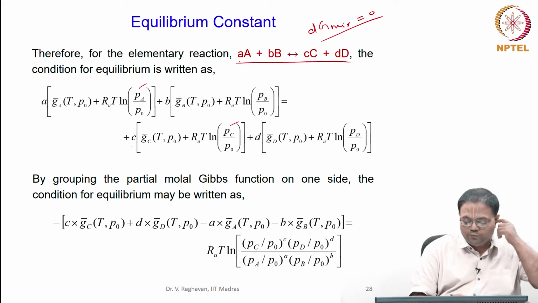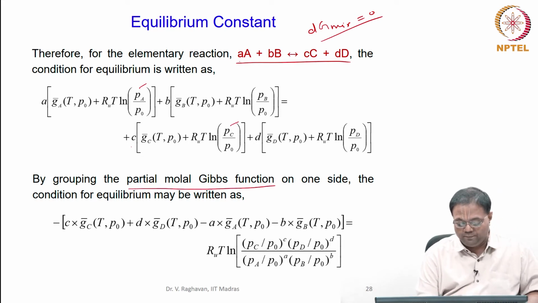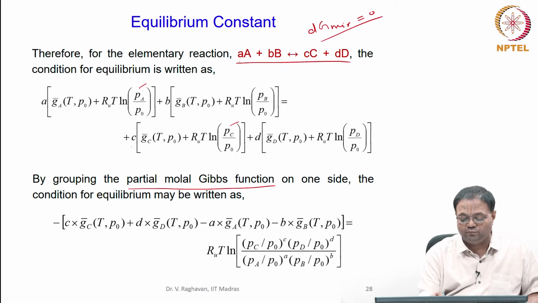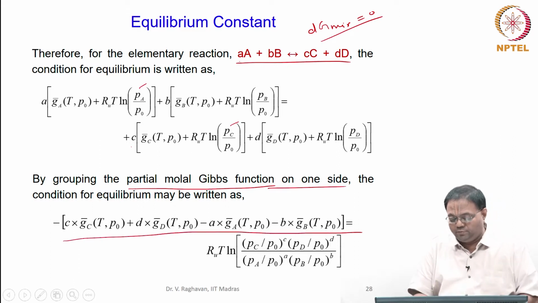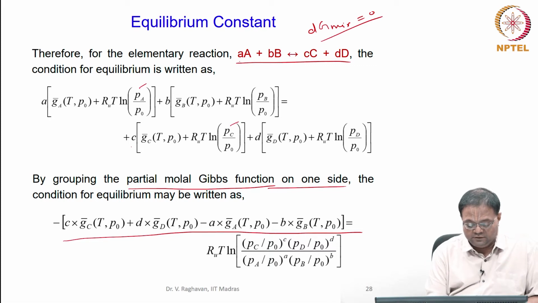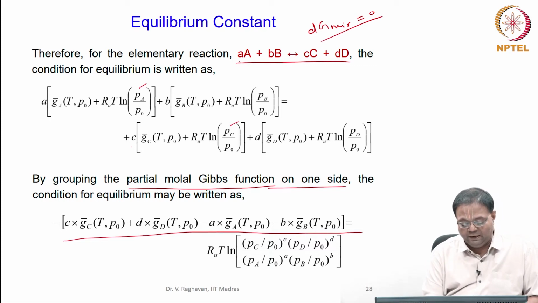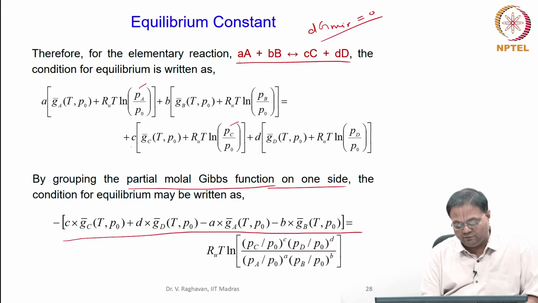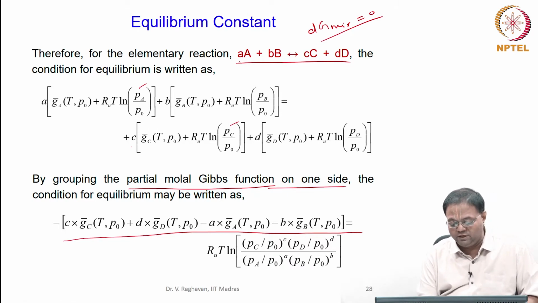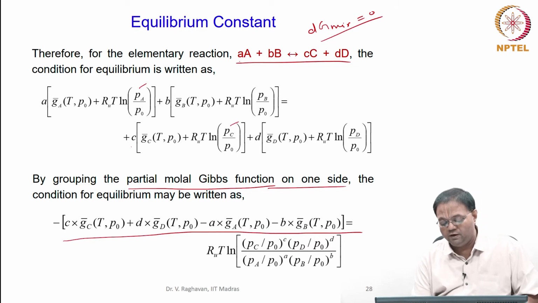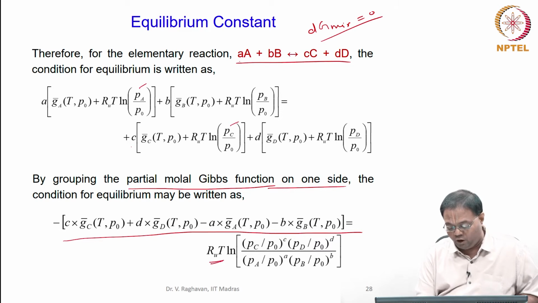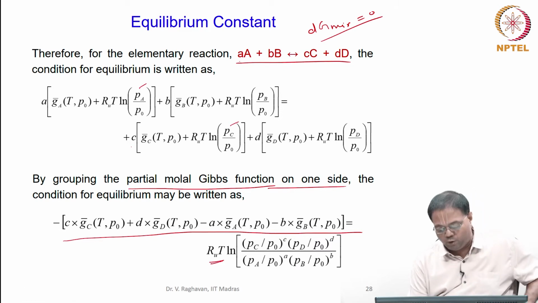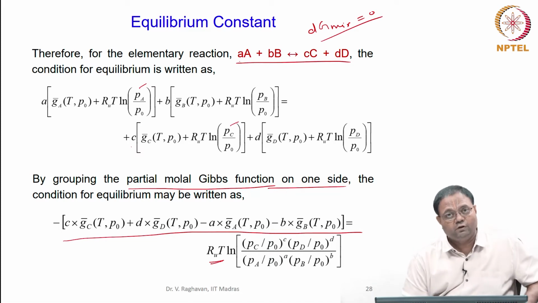Now, you try to group the Gibbs functions on one side and the partial pressures, P_C, etc., on the other side, like this. So, minus c G_C of T comma P naught plus d G_D of T comma P naught, minus a G_A of T comma P naught, minus b G_B of T comma P naught will be equal to, now group these log terms, RT times logarithm of the product of partial pressures of products raised to the stoichiometric coefficient.